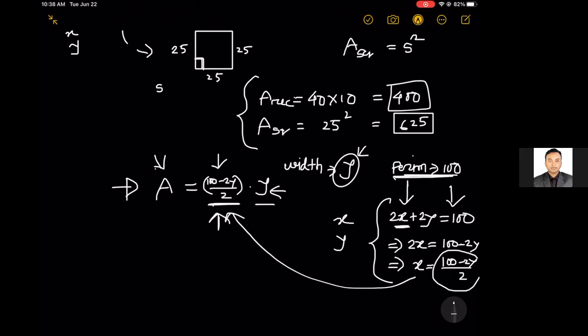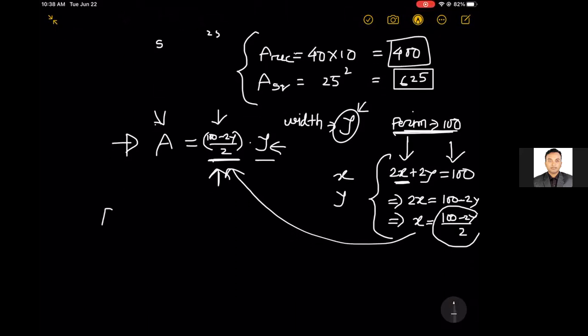Obviously, the length cannot be negative, right? Definitely it will start from 0, right? And how far can it go? Up to 100? Well, the area. Up to 50. And why do you think it should be 50? Because this is for the side length.